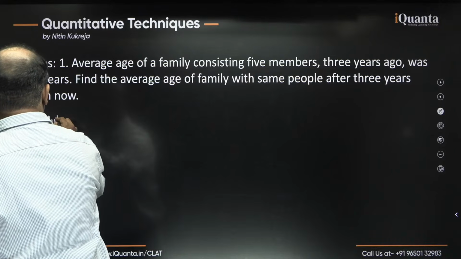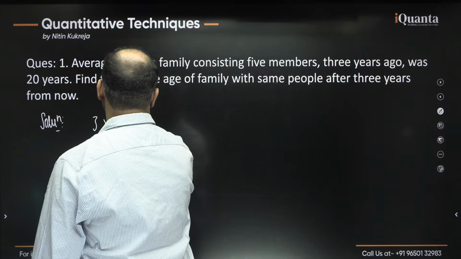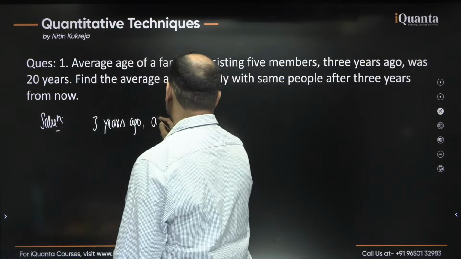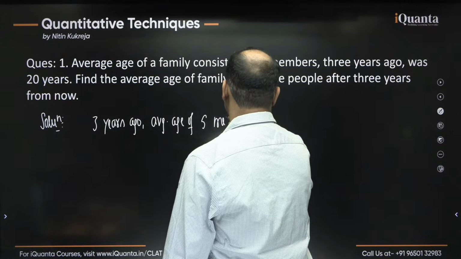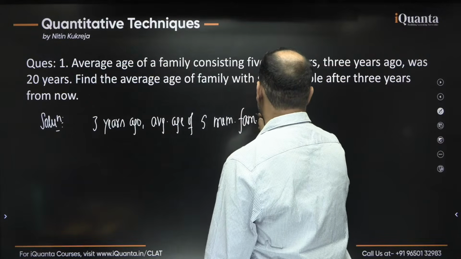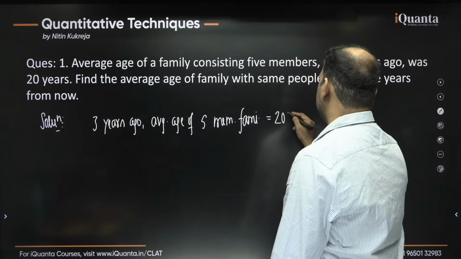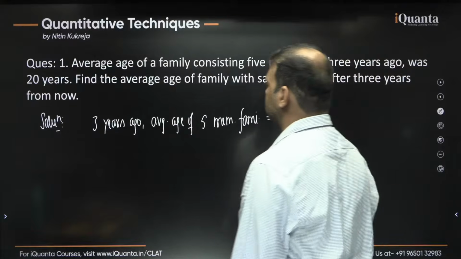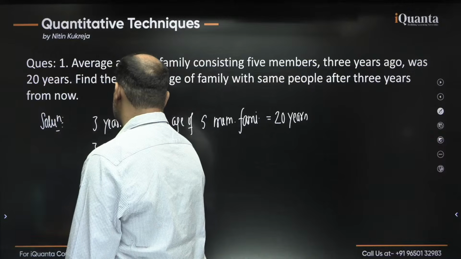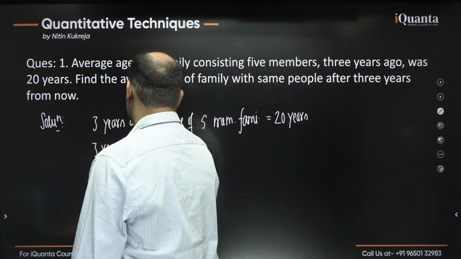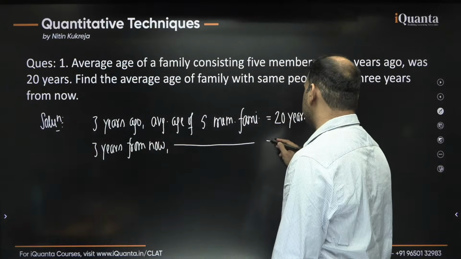The data given is of 3 years ago, right? So 3 years ago, the average age of a 5 member family is given to us as 20 years, right? And what do we have to find out? We have to find the average age of the family with the same people after 3 years from now. So 3 years later, or 3 years from now, whatever you can call it, 3 years in the future, we need to find the average age of the same 5 member family, right?